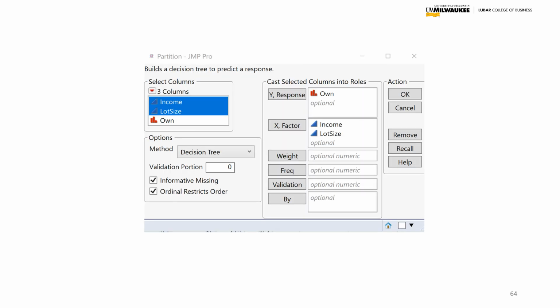Let's go to software and see how things are reported. I'm going to the partition under predictive modeling, choosing decision tree. We're going to do a single tree here. The categorical variable of owning or not, yes or no, would be my Y variable, and the X variables being income and lot size.